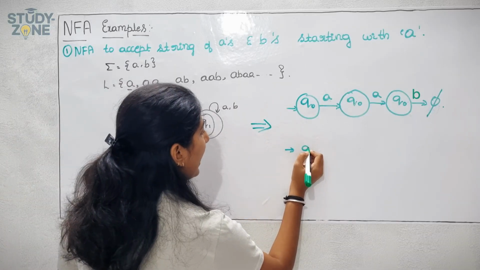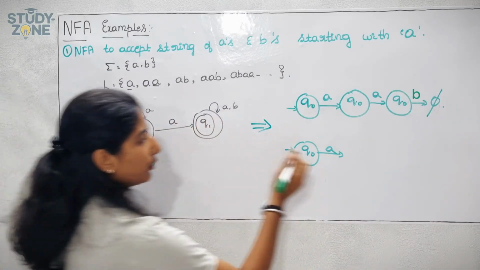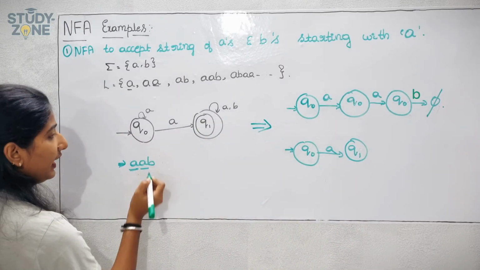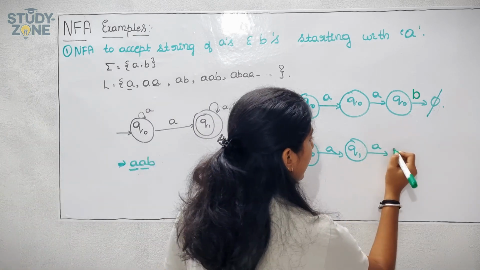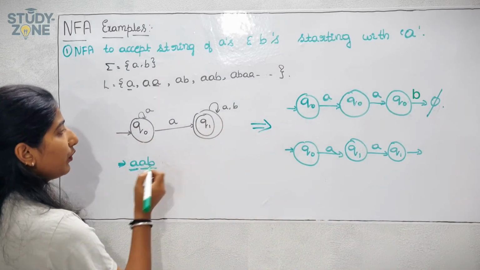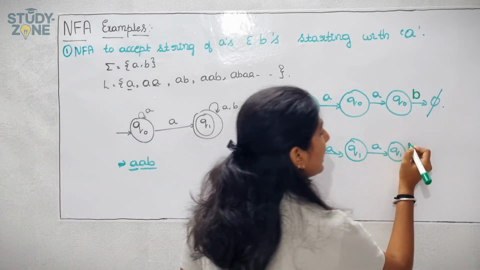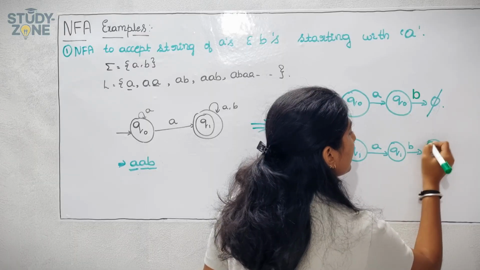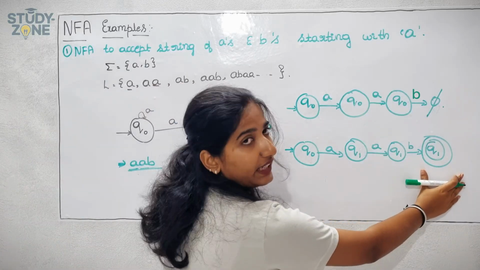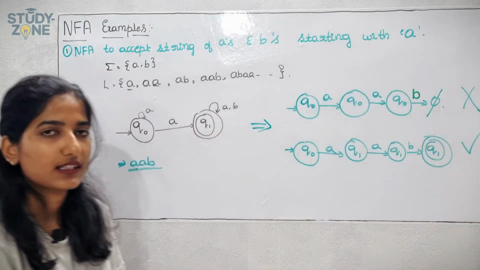In another case, we have Q0 on A, it will be moving to Q1, right? And then Q1 on A, it will be there in Q1 state only. Now Q1 on B, it will be there in Q1 state only, which is the end of the string, and I am there in the final state. So this is a correct string, right?